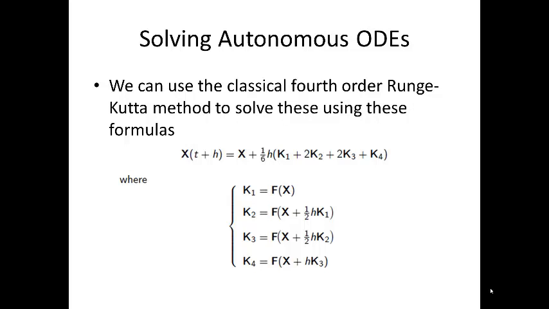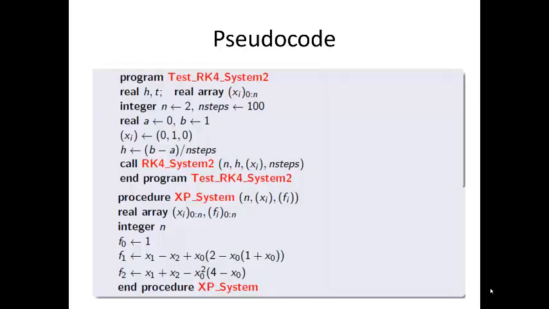We can take a look at the pseudocode for this. Now, we do need to modify the procedure RK for system 1 by beginning the arrays with 0 rather than 1 and omitting the variable t. We call the resulting program RK for system 2. The driver programs that solve the example system are shown on this slide. And it's a typical ordinary differential equation solver, such as those found in mathematical software libraries.